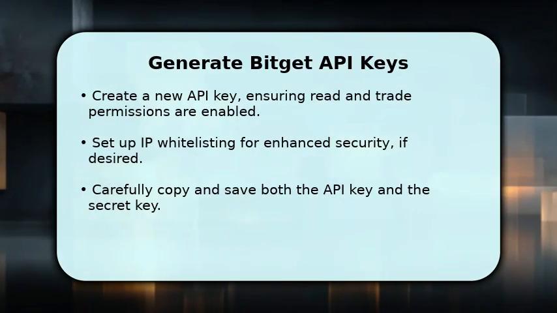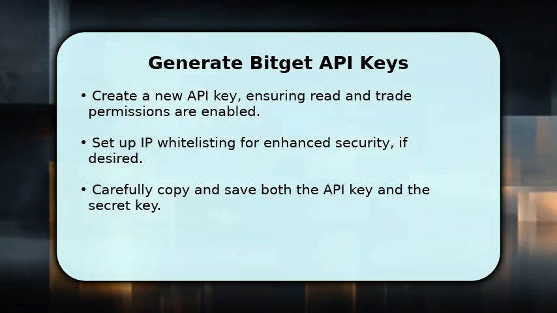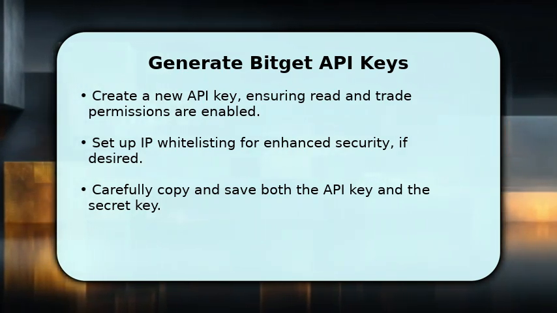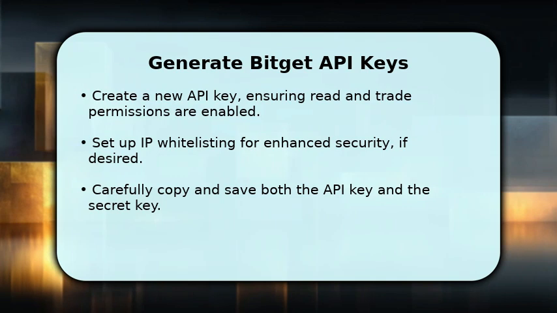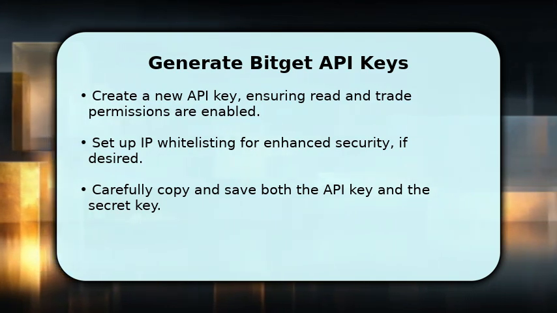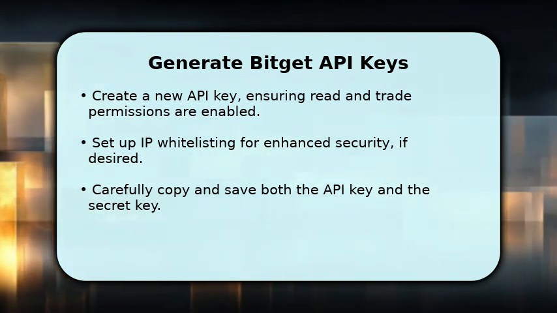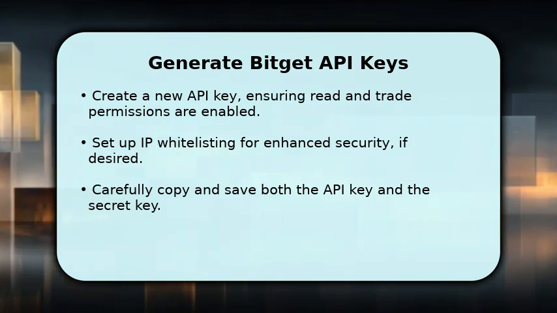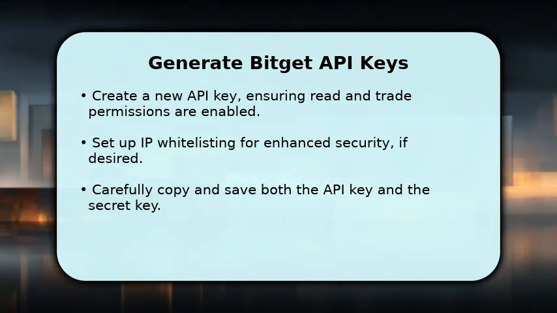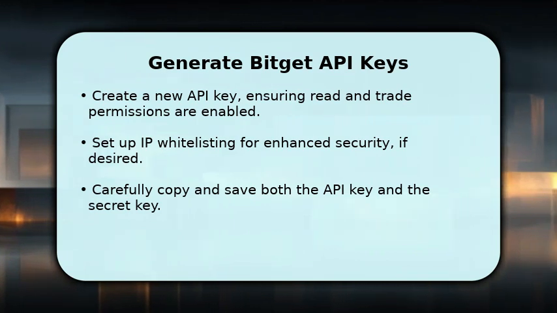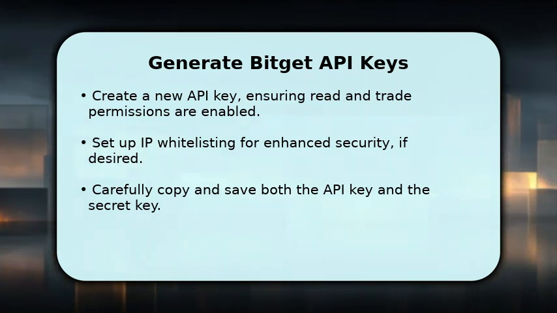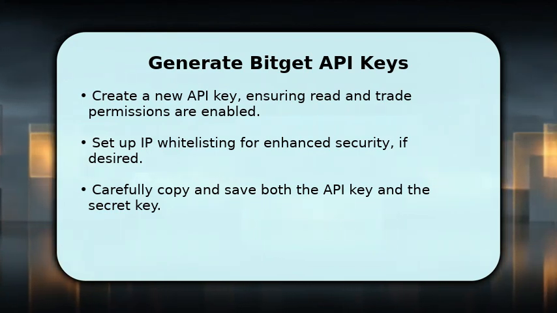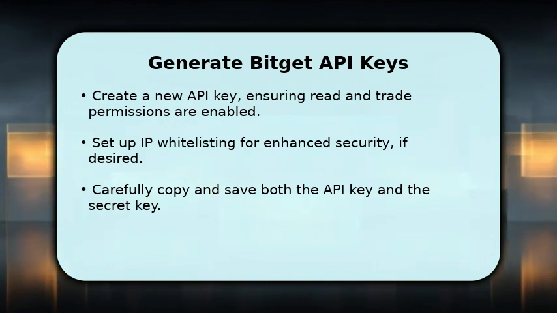Once in API management, click to create a new API key. You'll need to give it a name and set permissions, ensuring both read and trade access are enabled. For extra security, consider adding IP whitelisting to restrict access to specific IP addresses. After creation, BitGet will provide you with an API key and a secret key. It's vital to copy these immediately and store them securely, as the secret key is shown only once.